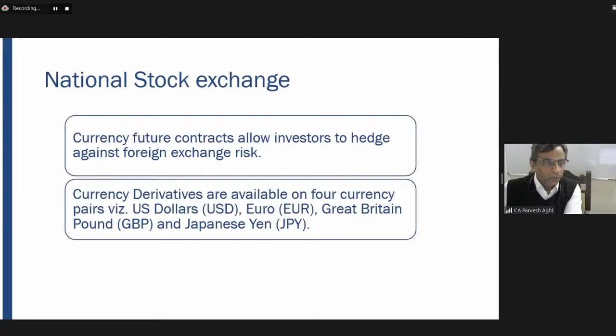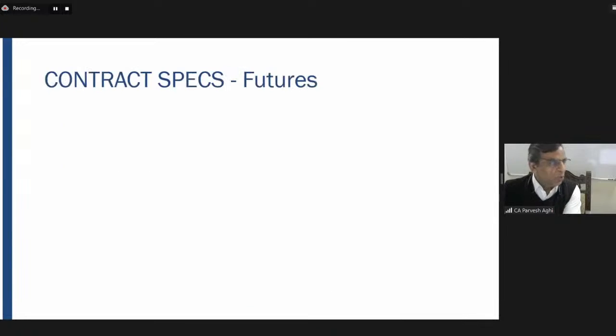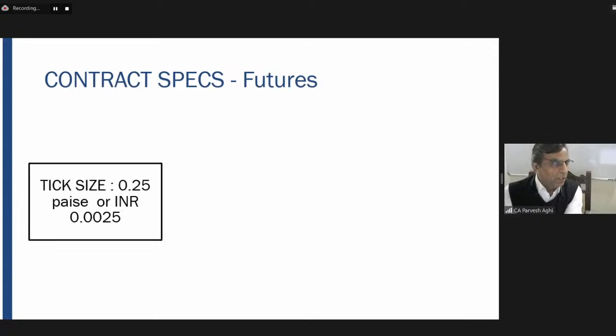They are available for the 4 currency pairs, and cross-currency contracts are also available. So there are 4 currency pairs today, as well as a couple of cross-currency pairs also available in the National Stock Exchange. So now let's understand some of the specs. These are very important. So please focus, because these will be very handy for your exams also. Because these always appear.